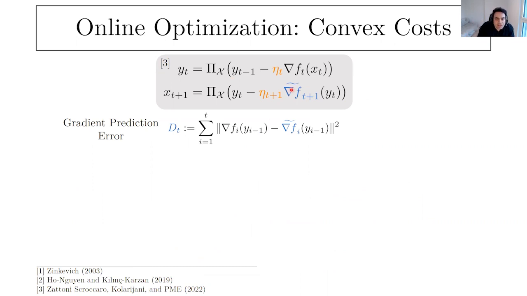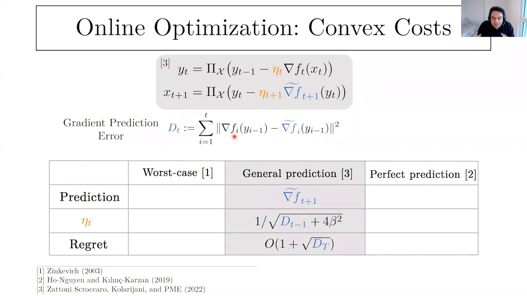So this is the algorithm that we propose. We deliberately put the M character, I put it as the gradient of F tilde, to remind ourselves that this is meant to be the prediction of the loss function at time t+1. So at t+1, you have to make a decision. This is the prediction that you have. And this d_t, which represents the error of the prediction that you had in the past, is going to help us to tune the step size.